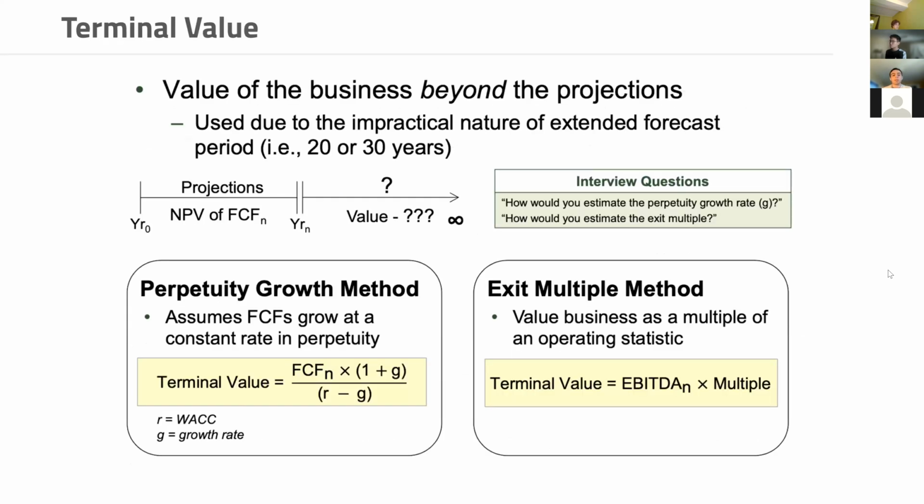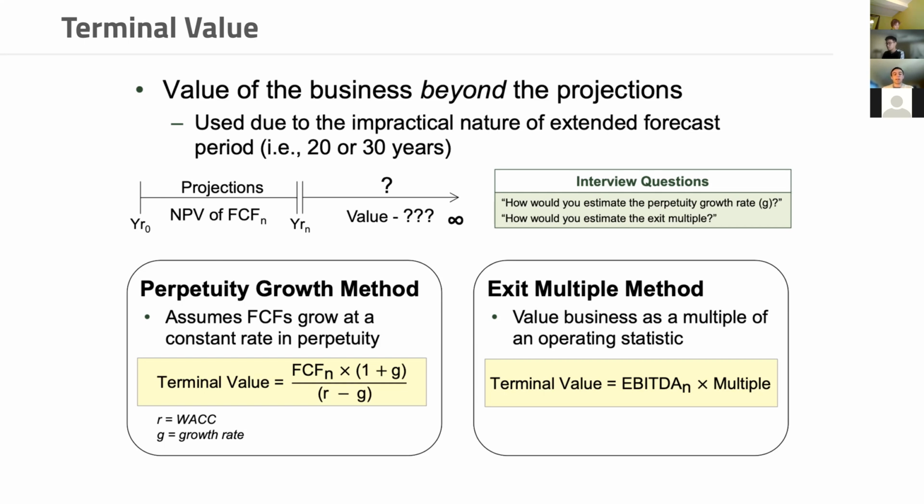And then again, we have terminal value here. There are two main ways to go about calculating terminal value. First, we have the perpetuity growth method, which is probably slightly less popular, but very similar and not any less valid. The basic assumption you're making here is that the business is going to grow at a certain rate forever.